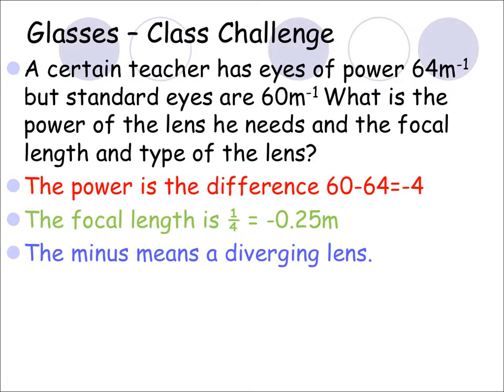So, just very briefly, if you're trying to correct a pair of eyes, and your eyes are 64, and the standard is 60, well, 60 minus 64 is minus 4. That means you're short-sighted. If you come up with a minus number, i.e. your power is greater than the standard power, it means you're going to have a short-sighted pair of glasses. You subtract, you get minus 4. 1 over 4 is 0.25. That is the focal length of the diverging lens you need to correct your vision. So, subtract, turn it into a focal length. If the number is minus, that's a diverging lens.